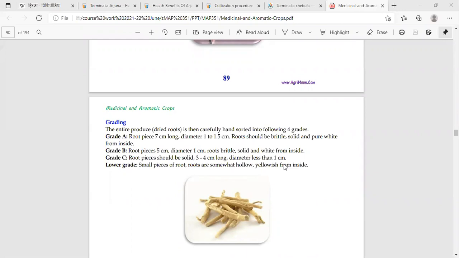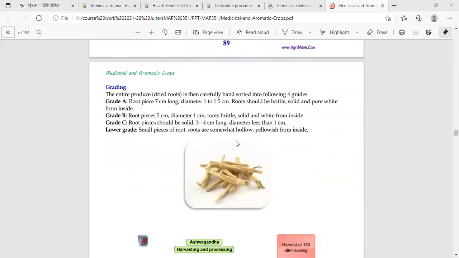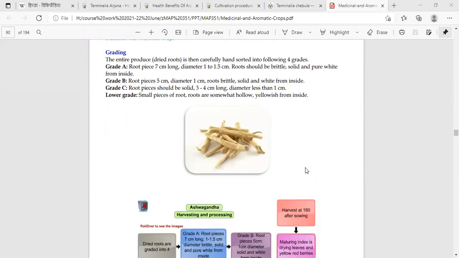Grade A consists of root pieces 7 centimeter long, diameter 1 to 1.5 centimeter, and the roots should be brittle, solid, and pure white from inside. So this is grade A. Then grade B, the root piece is 5 centimeter, diameter is 1 centimeter, and roots are brittle, solid, and white from the inside. Then grade C, the root pieces should be solid, 3 to 4 centimeter long, diameter less than 1 centimeter. Then the lower grade, small pieces of roots, somewhat hollow and yellowish from the inside. So this is the lower grade, which can be used for other purposes.